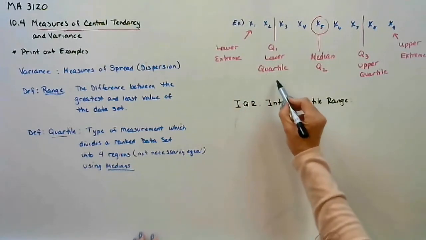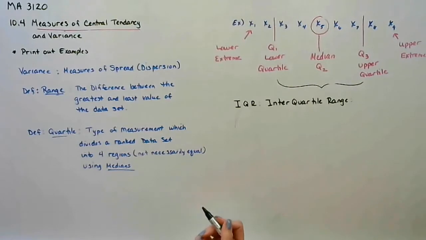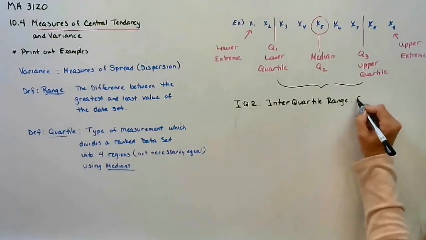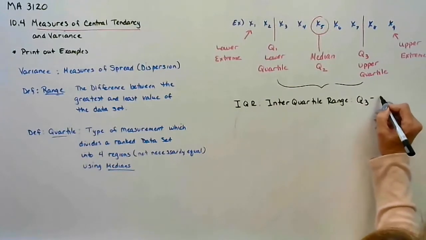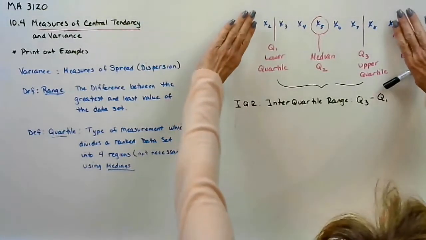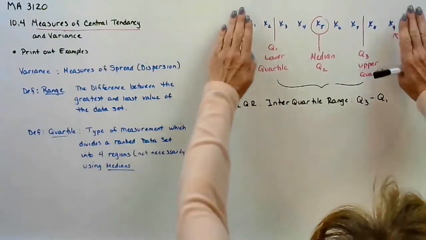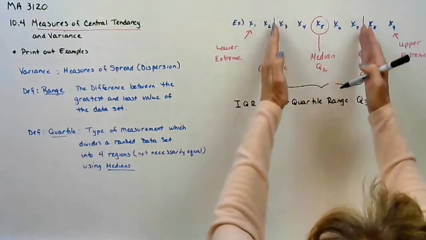Okay, so here's your interquartile range. It's the difference between your quartile 3, your upper quartile, and your lower quartile. That's the range. Okay, so what's really nice about that interquartile range is it's never influenced by your highest and lowest points. It's only talking about the majority of the data points that are in here.